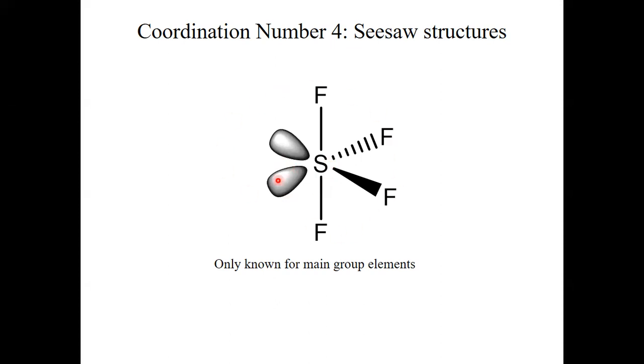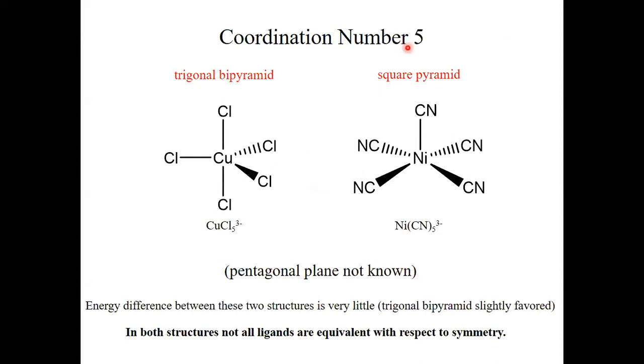However, this structure is only known for the main group elements, and main group molecules we typically do not view as coordination compounds. Therefore we can say that the seesaw structure is actually not known for coordination compounds, but only for main group elements.